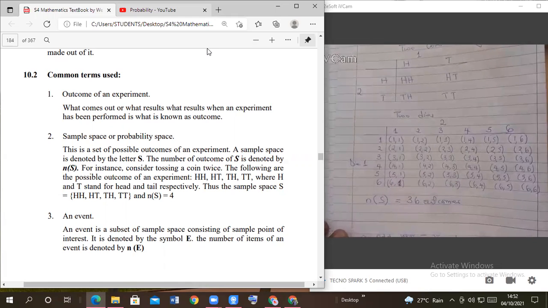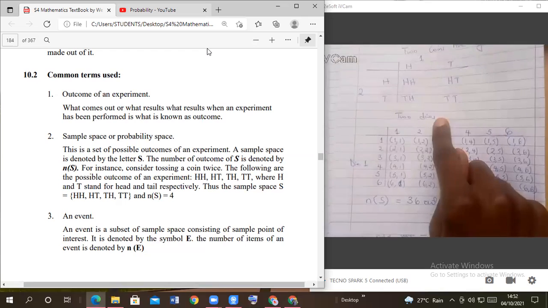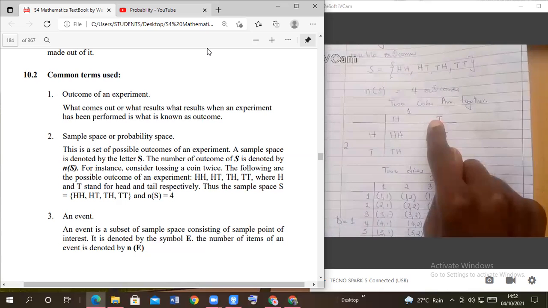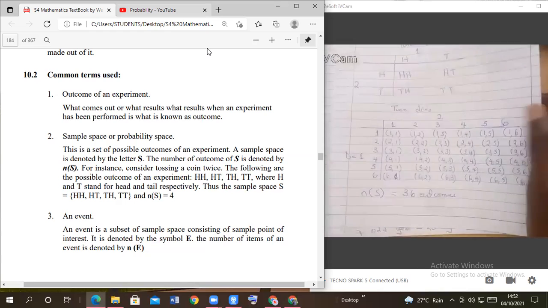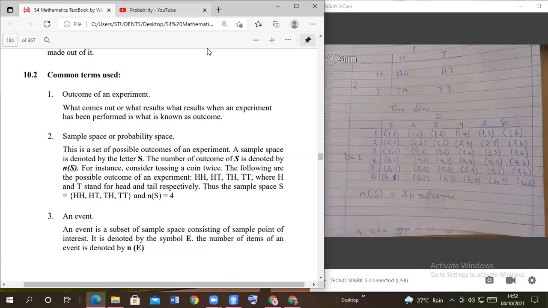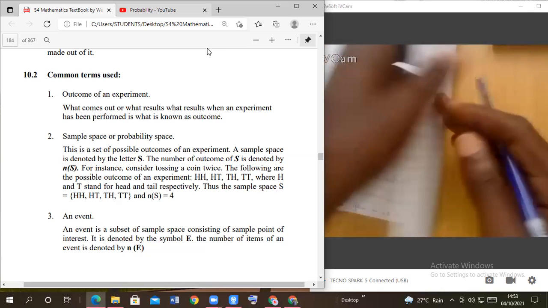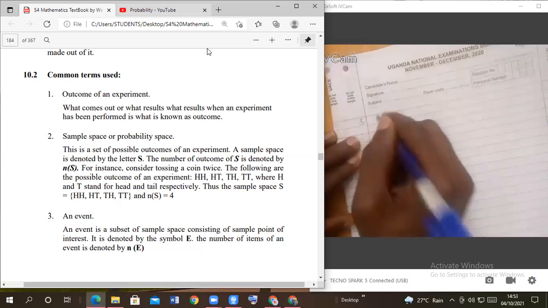Members, have you seen that? But if it is only 1 dial, we expect how many? What will be our possible outcomes? 6. For a coin, if it's only 1, what is the possible outcome? 2. Yes, like that. Are we together, members? Yes. Let's look at the third term.